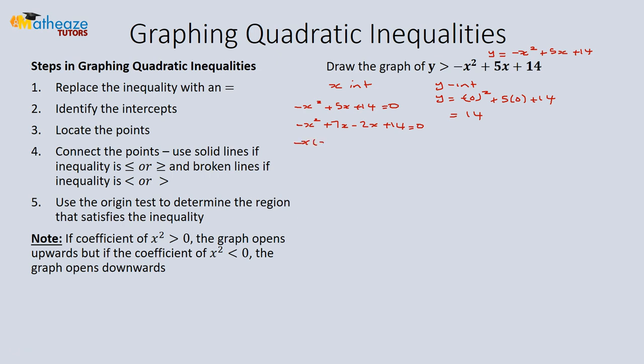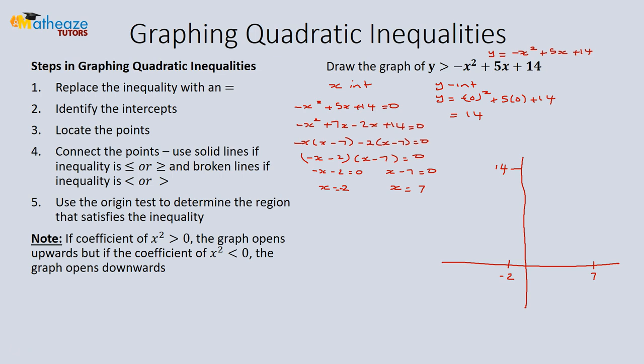So negative x minus 7, minus 2, x minus 7 equal to 0. Negative x minus 2, x minus 7 equal to 0. Minus x minus 2 equal to 0, then x minus 7 equal to 0. So x equal to 2, x equal to 7. X should be equal to negative 2 actually. X is negative 2.